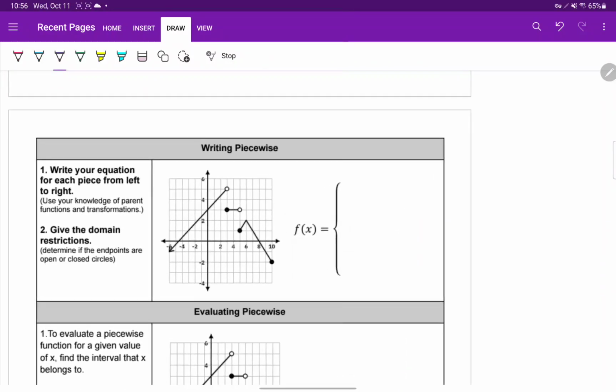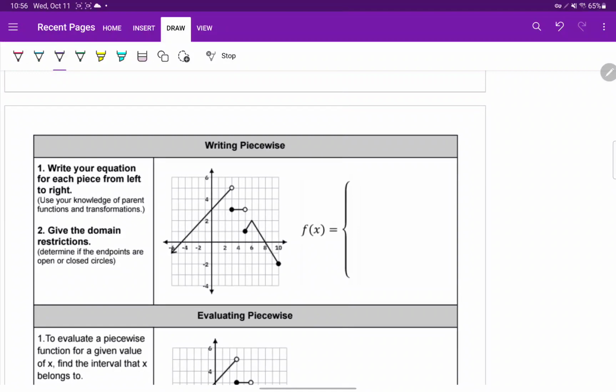All right, this next part here says, write your equation for each piece from left to right. Use your knowledge of parent functions and transformations. Give the domain restrictions. Okay, so the first one is linear. Okay, so this right here is linear. This second one here, hopefully you said it's constant because it's just a horizontal line. And this last one, we can see that little V shape that's going to be absolute value. Okay. So for the first one, we talked about it.